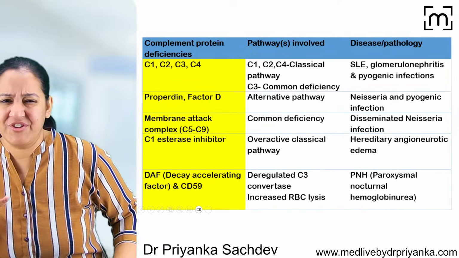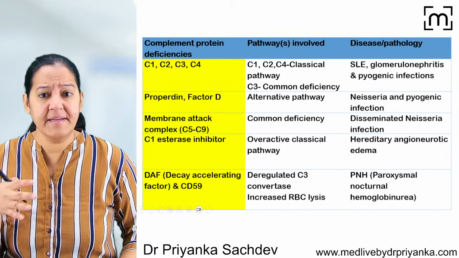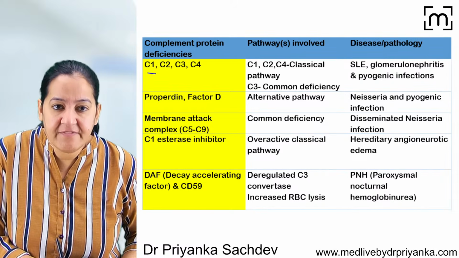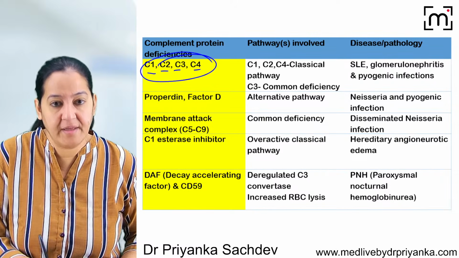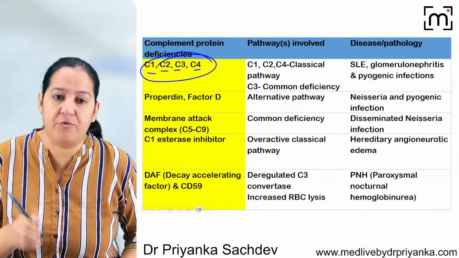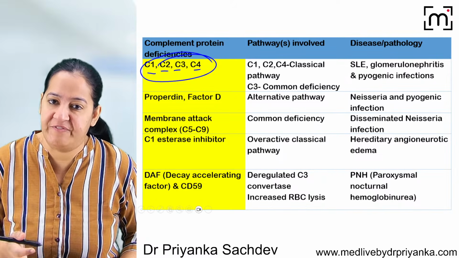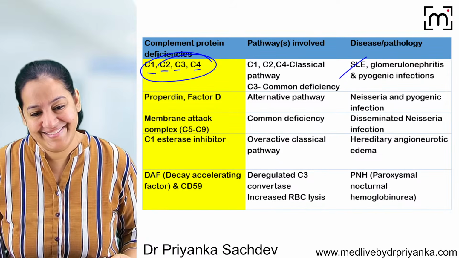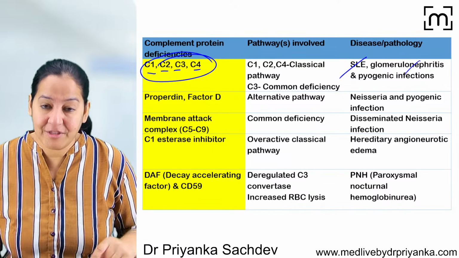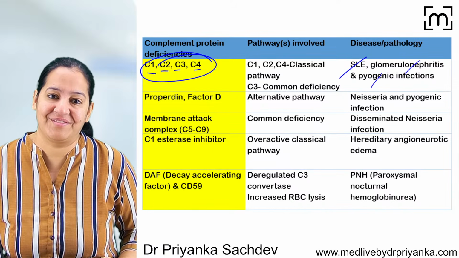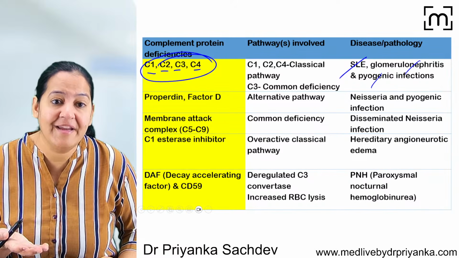After learning the functions, deficiencies, you can see the diseases caused by their deficiency. If C1, C2, C3, C4 are deficient, this is known as early complement deficiency. Out of 9, the first 4 are absent or deficient. So the person will have SLE, glomerulonephritis, or frequent pyogenic infection. Okay, this is known as early deficiency.